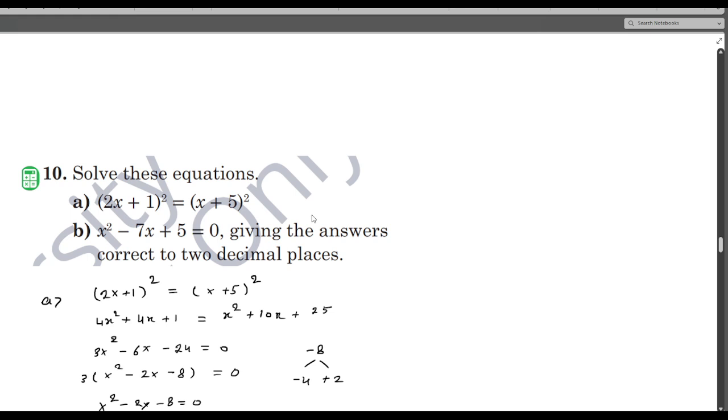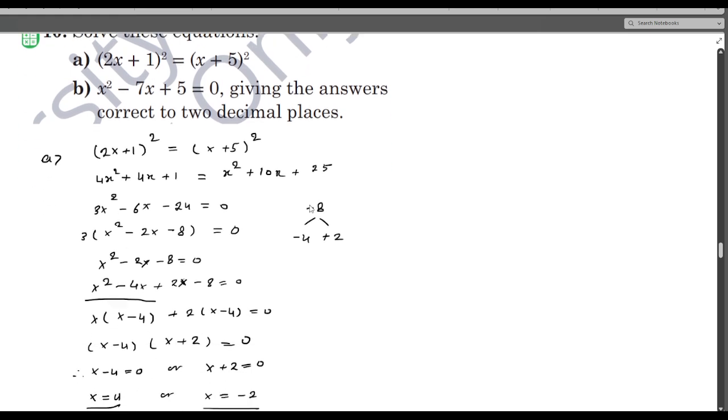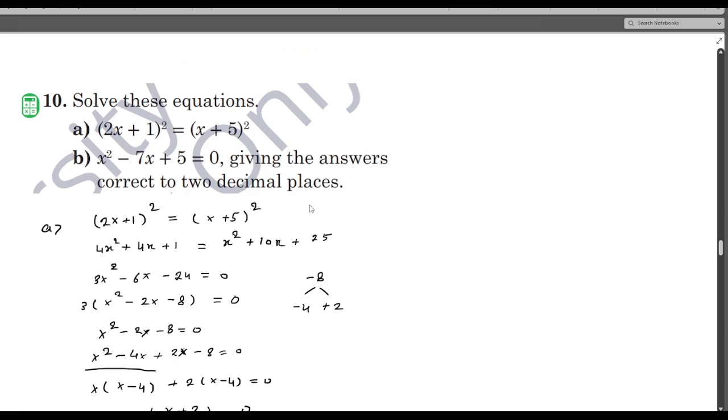Now the question was only to find out the value of x. So your x is 4 or minus 2 is your answer. Okay, now second question, B part. B part is x square minus 7x plus 5 is equal to 0. Okay, here now I cannot factorize 5 in such a way that their addition is minus 7. So better we use formula method.